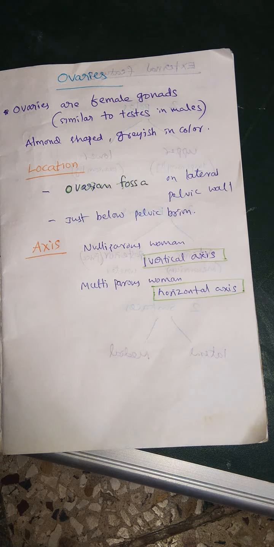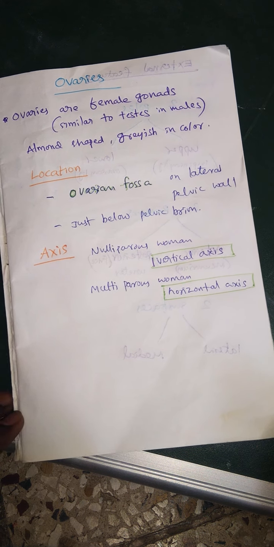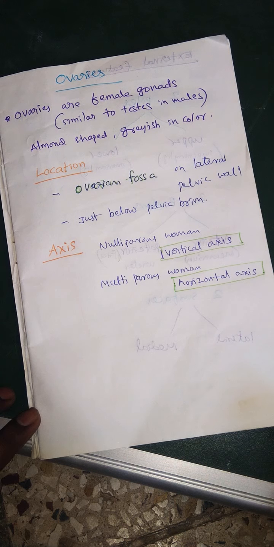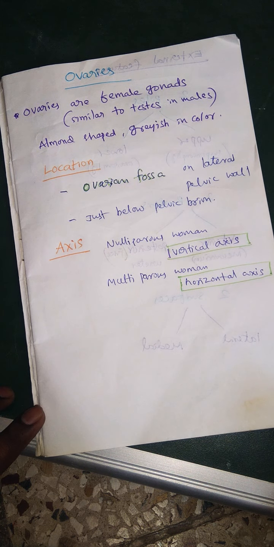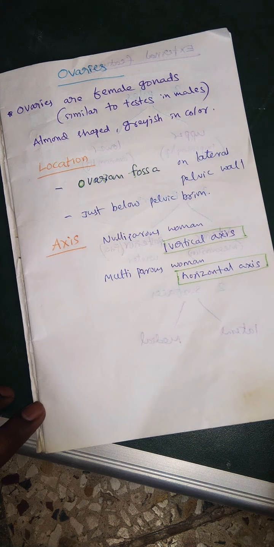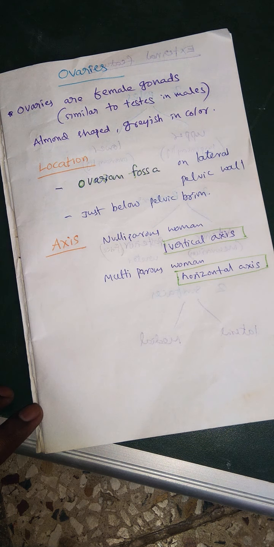Today we are going to discuss ovaries. Ovaries are the two female gonads which are present on either side of the uterus. They have the size and shape of almonds, and the color is grayish. Location: ovaries are located in the ovarian fossa on the lateral pelvic wall, just below the pelvic brim.